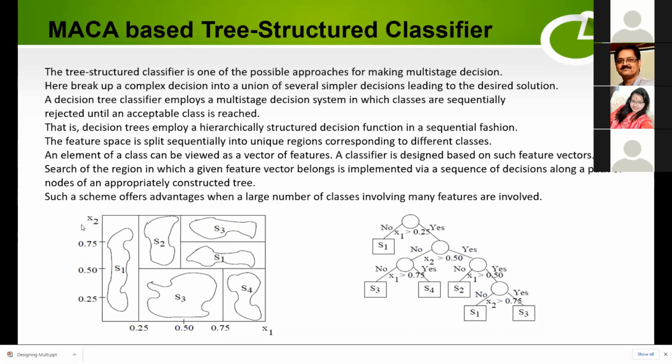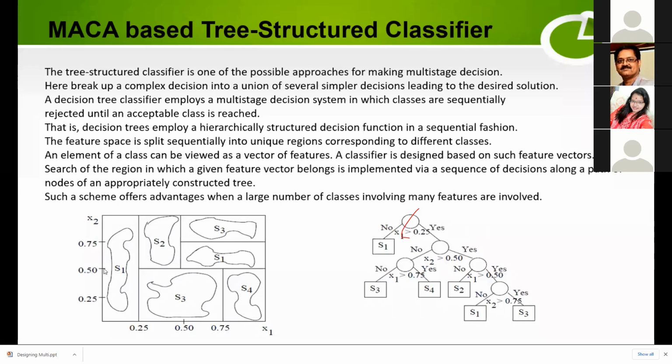Say that we have 4 classes, S1, S2, S3 and S4, based on 2 features, X1 and X2. Now, in a decision tree based classifier, what happens? To classify this, first we check whether the x1 value is greater than or equal to 0.25. If the x1 value is less than 0.25, then we mark it as S1. Otherwise, we do not decide yet, which is an intermediate node.